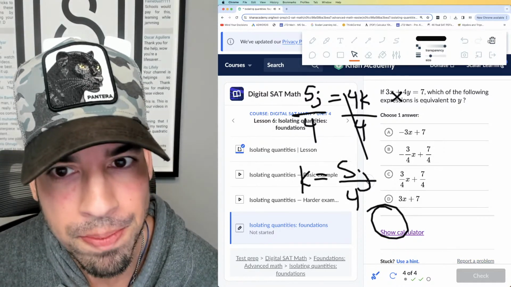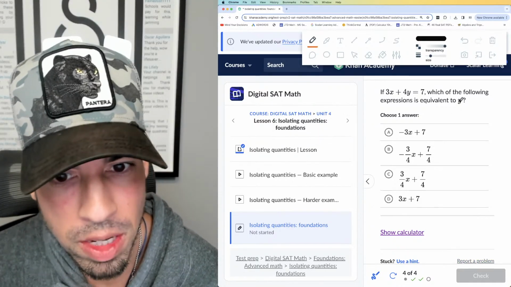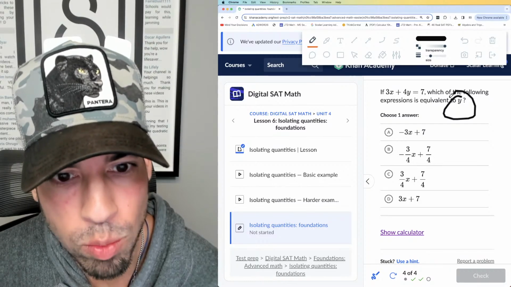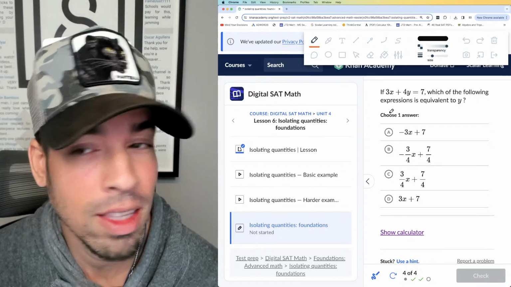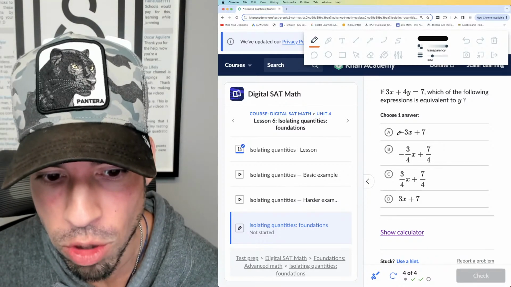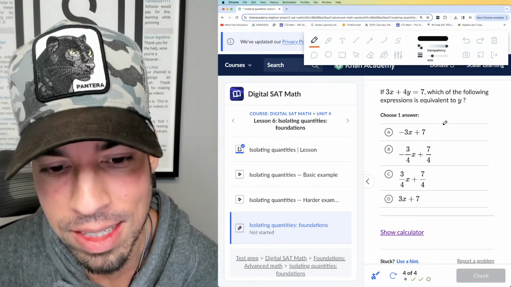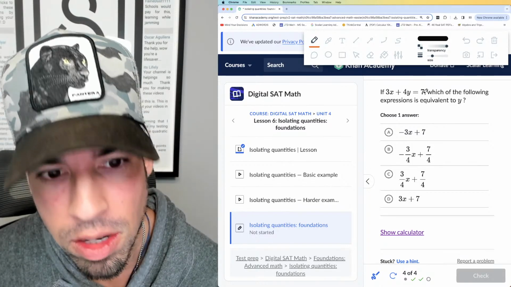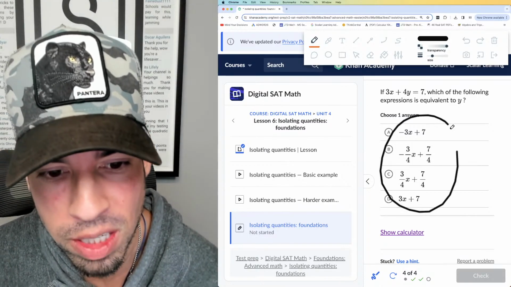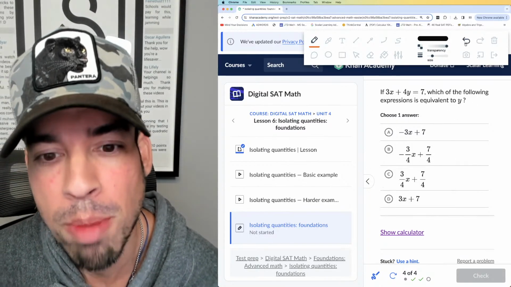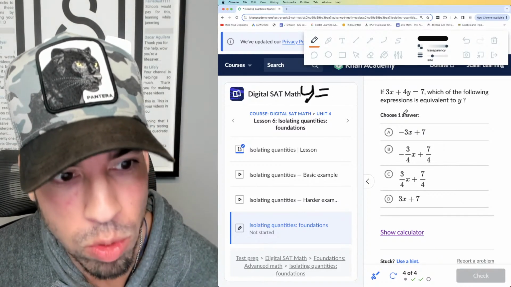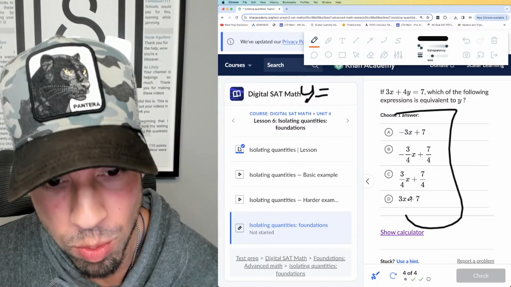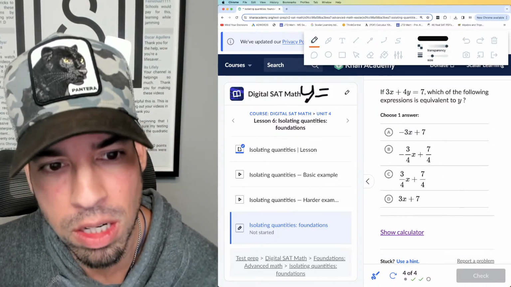All right, last one. We got number 4. Same thing, we're trying to isolate Y. Oh, wait, which of the following expressions is equivalent to Y? Interesting. This is a little bit different than the typical isolating quantities question. I don't even know if you'll see one like this exactly on the SAT, where they don't say Y equals, they're just putting an expression that's equal to Y. But basically, it's the exact same thing. They're trying to isolate Y to equal something, and whatever it equals should be one of the answer choices. So I'm still going to proceed in the normal way.